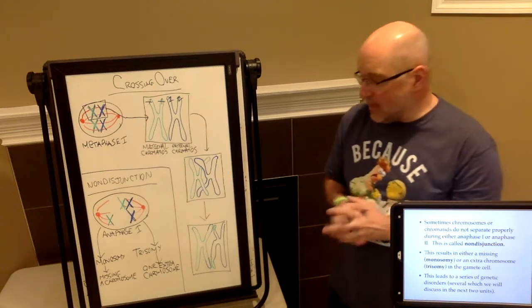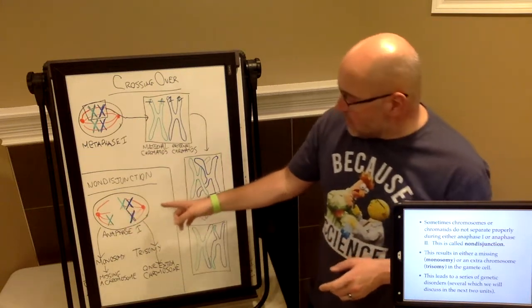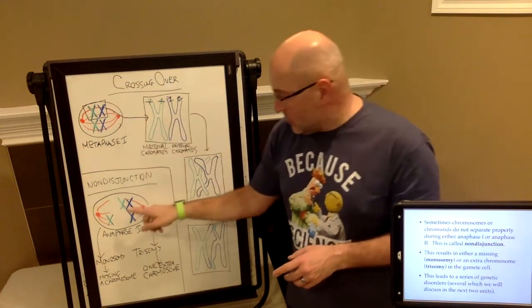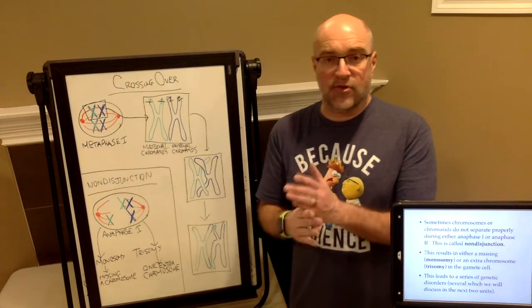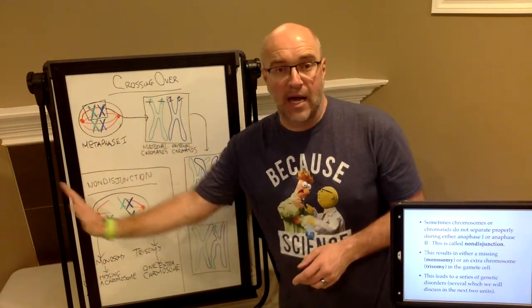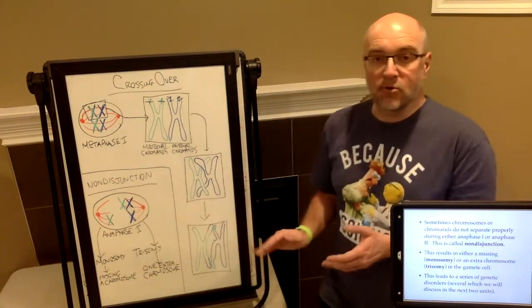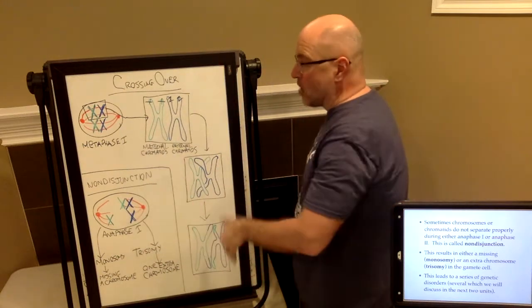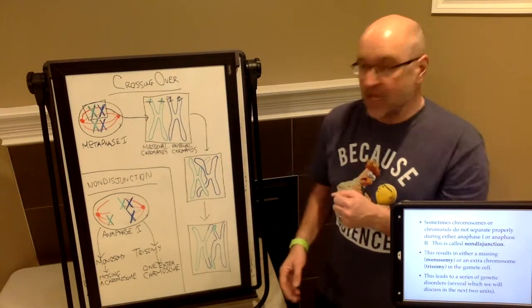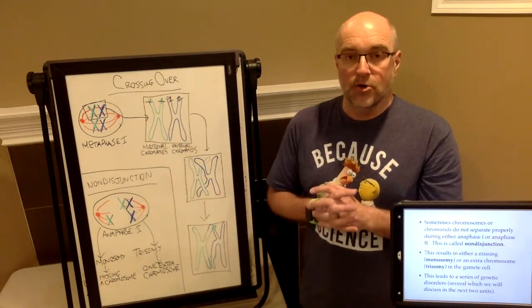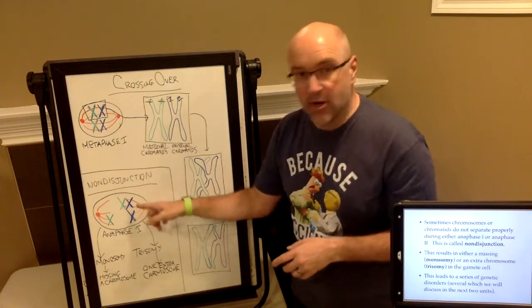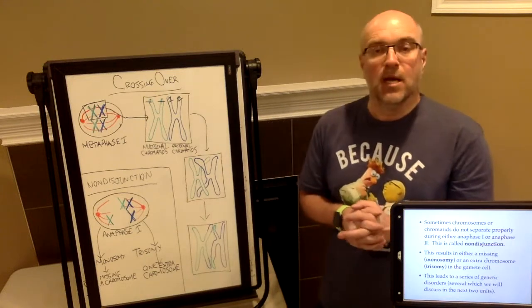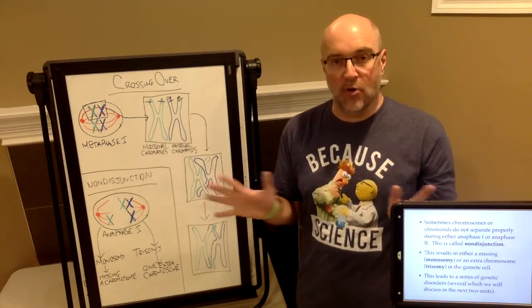And nondisjunction, I've given you an example here of what, in theory, should be happening in this cell over here, this 2n equals 4 cell. Both my green sets of sister chromatids should be moving to this side, and both my blue ones are moving over this way. Now, this diagram doesn't obviously factor in any kind of crossing over event that might have occurred, but let's just assume for this example no crossing over has occurred. Otherwise, you should see little bits of blue on the green and green on the blue, but I didn't actually draw that in there.